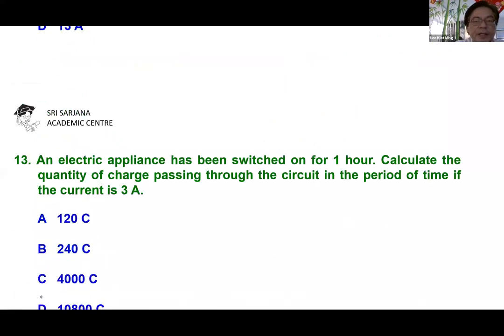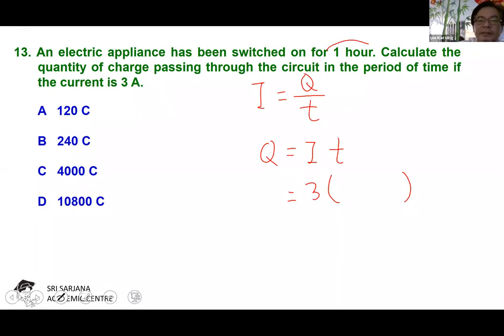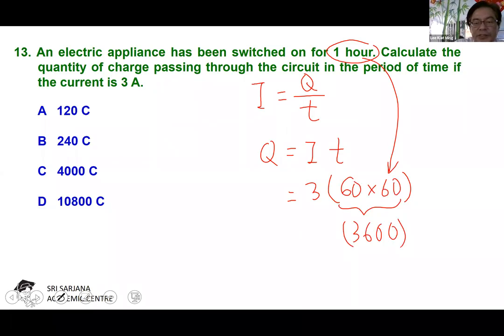Let's move. Calculate the quantity of charge. Remember we start with the formula I equals Q over T, so Q is going to be IT. I'm doing all the basic things now actually, because I still see some people are not good. They say 1 hour, then change it to seconds. 1 hour changes to 60 minutes, and then 60 minutes changes to 3600 seconds. If you are good, with these two numbers you're going to get 3600 times 3. This is 3,000 times 3. It will be near 10,000 plus. That's why your answer is D.